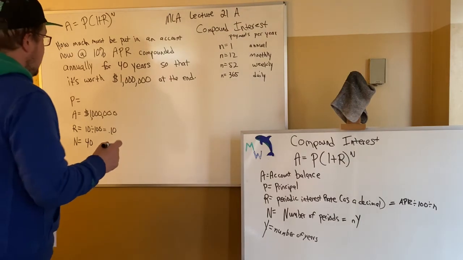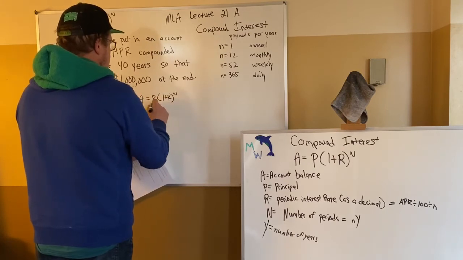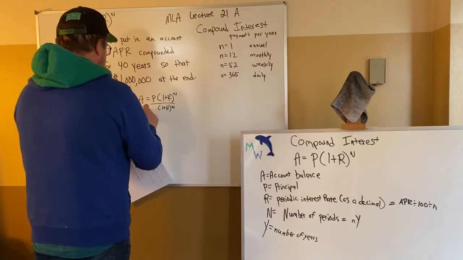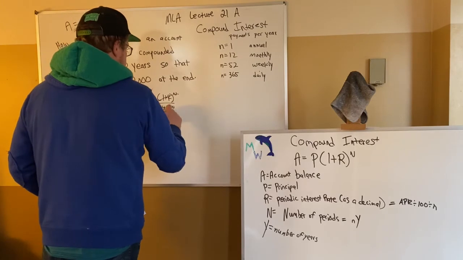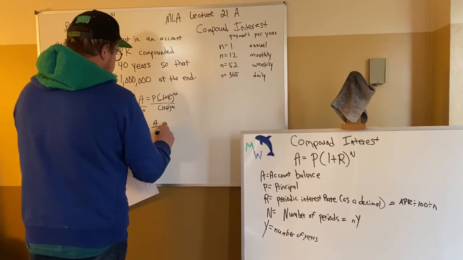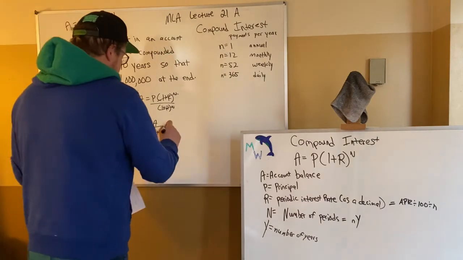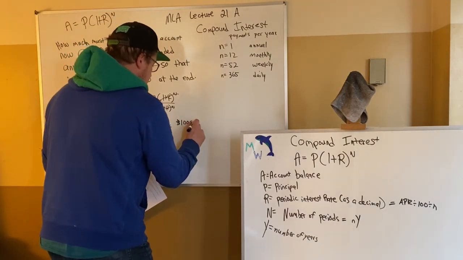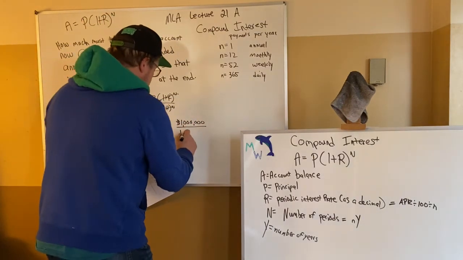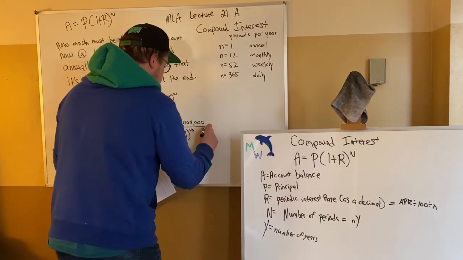So we don't know the principal. Now what we have here is A equals P times these parentheses, 1 plus R to the N. We'll divide by the parentheses to the N. Cancel the parentheses. And P is equal to A divided by 1 plus R to the N. A is $1 million. 1 plus 0.1 is 1.1 raised to the power of 40.